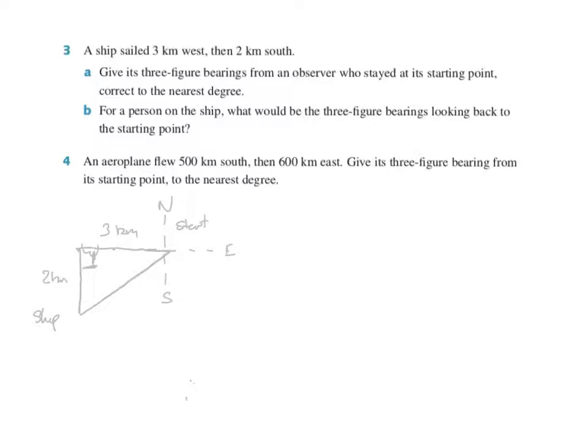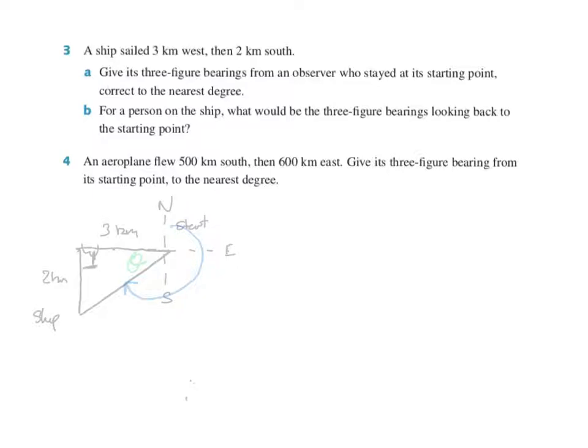So we are looking for the 3-figure bearing from the starting point to the ship. So this is the bearing that we are looking for. That's going to be the 3-figure or the true bearing. Obviously, we need to know what this angle in here is, because that will help us find our true bearing. So let's see how we go about doing that.